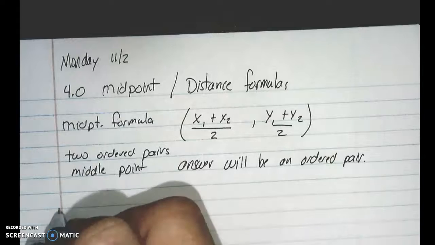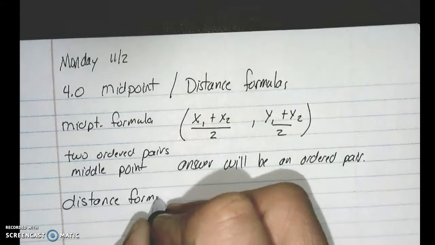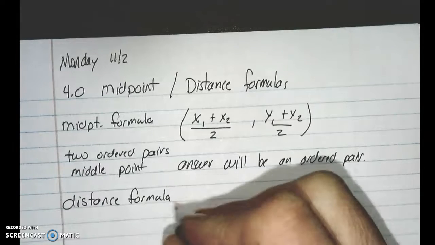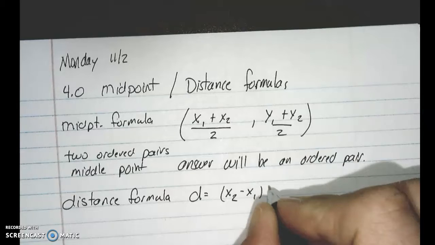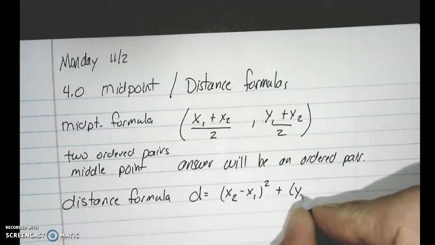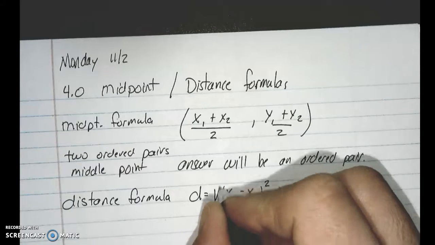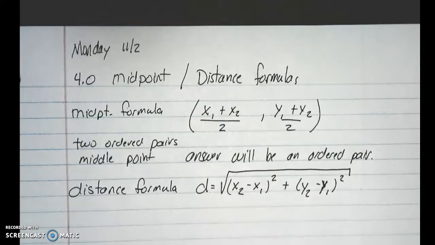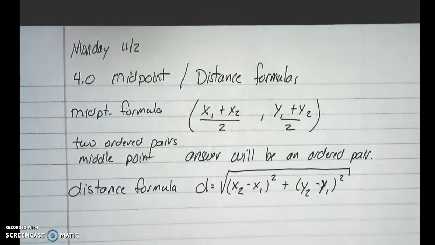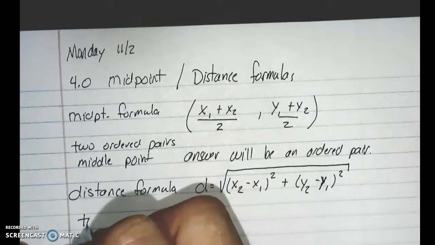Sweet. Now, the next one we have is our distance formula. Okay. And distance is equal to x2 minus x1 squared plus y2 minus y1 squared. And then you're going to take the square root of that. And this is going to give us the opportunity to practice simplifying radicals. Some of you still need that. All right. So, again, you need 2 ordered pairs to do this.